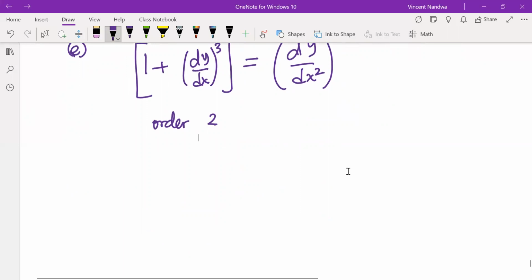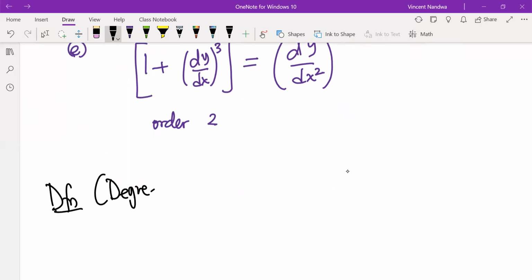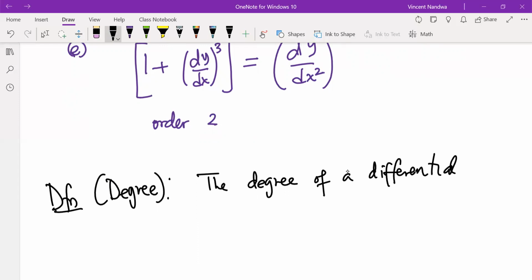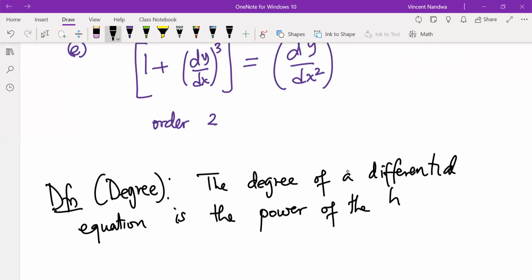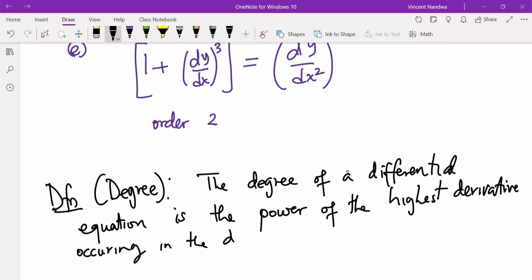Now let's define what we mean by degree. So the definition: the degree of a differential equation is the power of the highest derivative occurring in the differential equation.